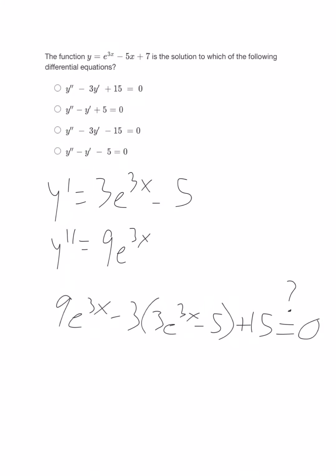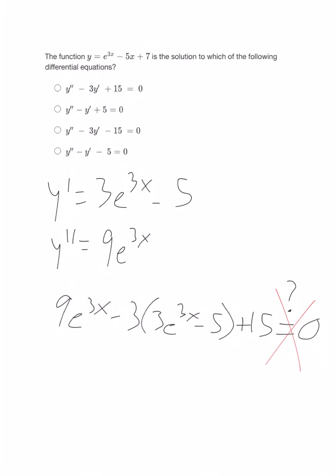So is this true? Well, if I distribute the negative 3, the 9e to the 3x, and then this will then become a negative 9e to the 3x, that will cancel out. This negative 3 and that negative 5, though, will actually become a plus 15. So I'll have 30 left on this side. So no, that doesn't work.